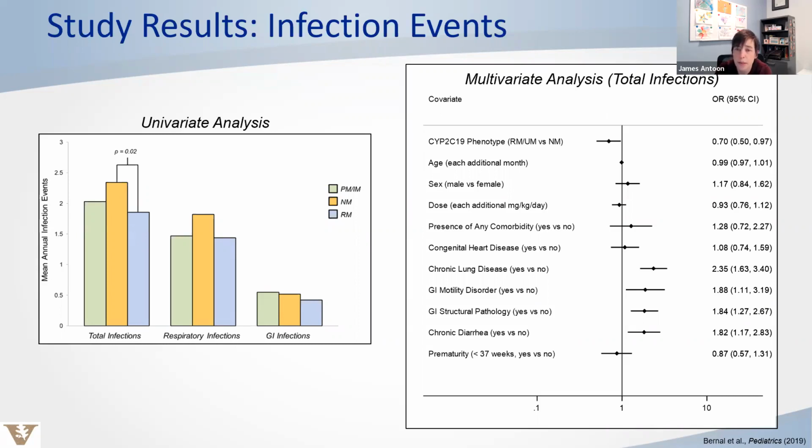We found that the rapid and ultra rapid metabolizers had a lower risk for infections, which made sense because we thought that they had lower exposures to these drugs than the normal metabolizers.